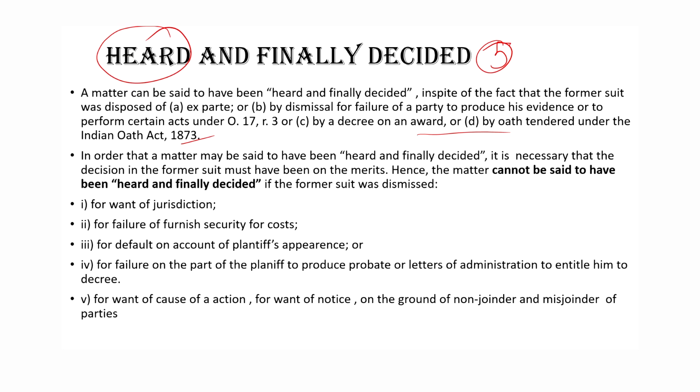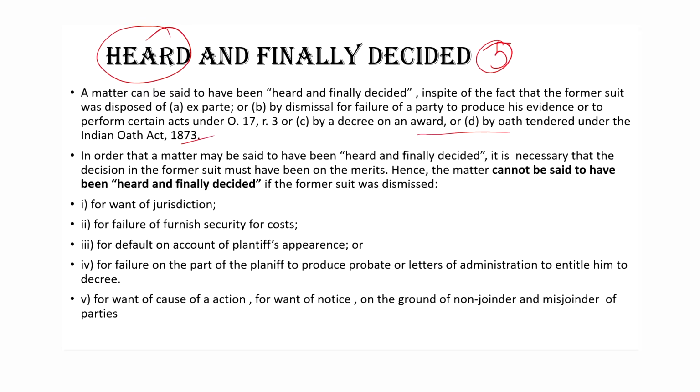Because you are comparing two suits, the first suit and the second suit. Res judicata, section 11, we are talking about the former suit and the subsequent suit. So heard and finally decided. If your first matter, the matter that has already been decided, the former matter, has been heard and finally decided, then there would be no subsequent suit. I have given you a few things here. What does it mean, heard and finally decided?